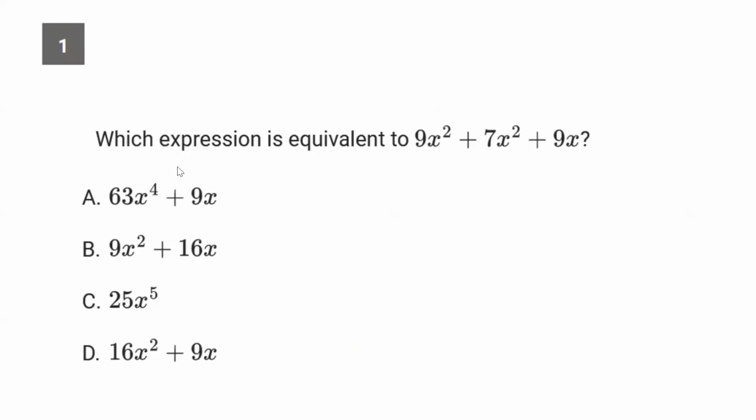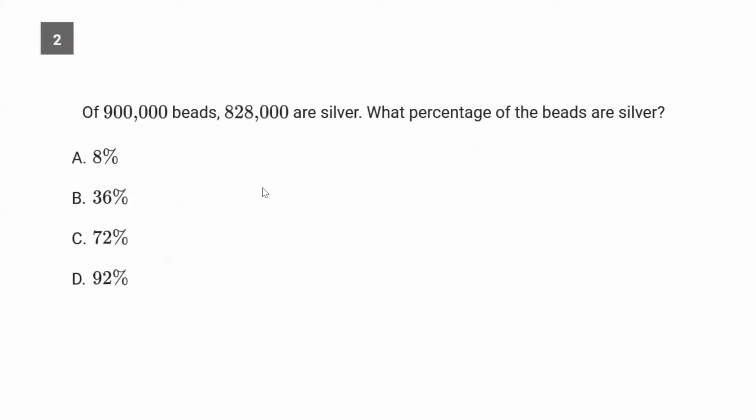So which expression is equivalent to 9x squared plus 7x squared plus 9x? Right, so here, maybe it looks complicated. You think about factoring, but look at your answer choices. There's no factoring involved. And you just want to combine like terms. So 9x squared plus 7x squared, those are like terms. So you're going to get 16x squared plus 9x. You could have factored that, but they don't, so you're not going to either. You'll get D. Remember, to combine like terms, you need to have the same letter with the same exponent attached. And then you just add or subtract the coefficients depending on what they're doing.